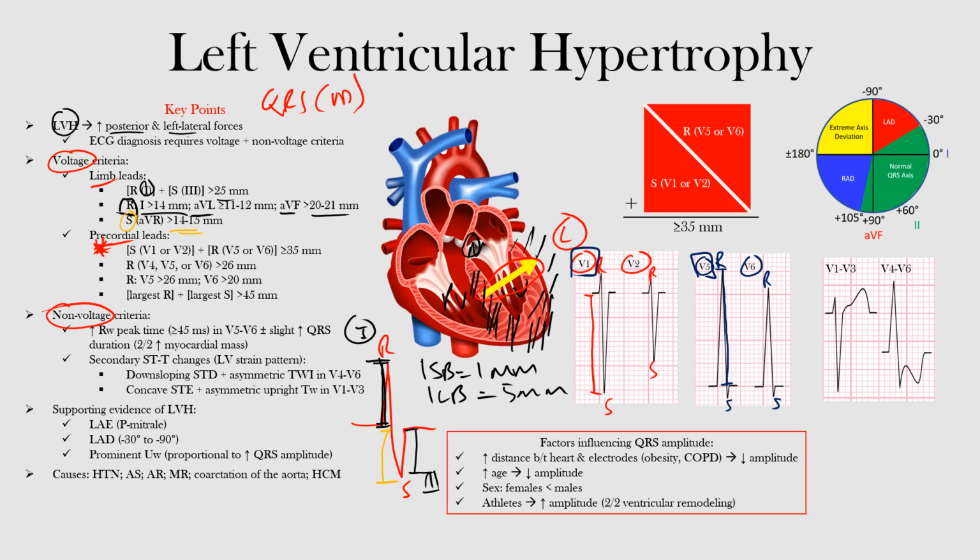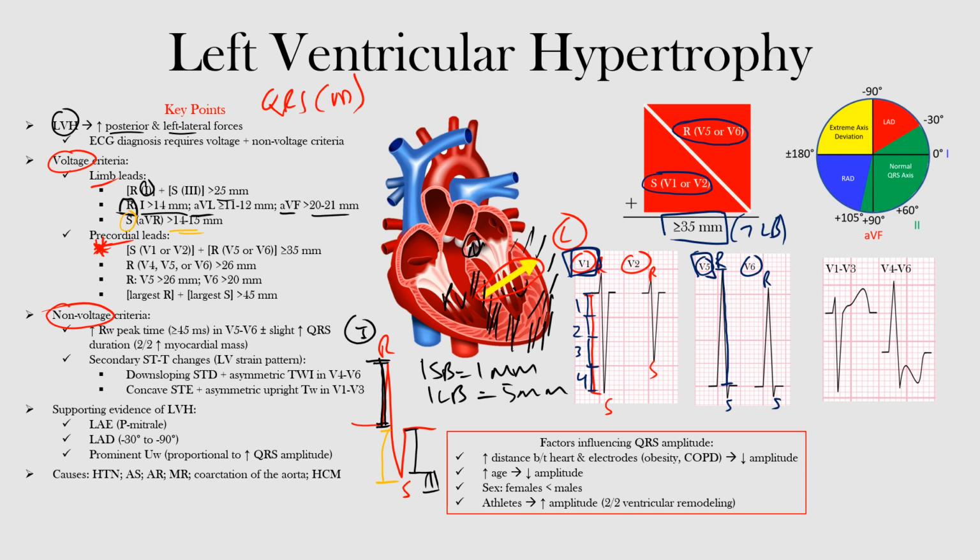So simply put, take the R wave in V5 or V6 and add it to the S wave in V1 or V2, and that should be greater than or equal to 35 millimeters in amplitude. You can think about that as 7 large boxes. What do I mean by that? Let's look at V1. From here until this point, that's 1 large box. Until this point, it's 2. Until this is 3 and 4. So we've had 4. We just need 3 more to make the voltage criteria diagnosis of left ventricular hypertrophy.